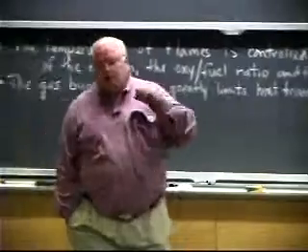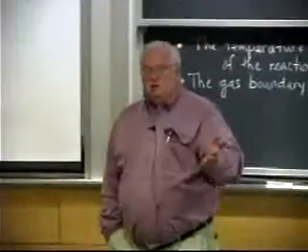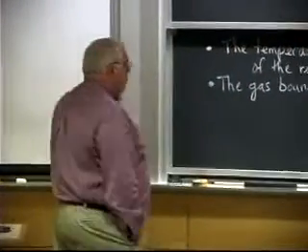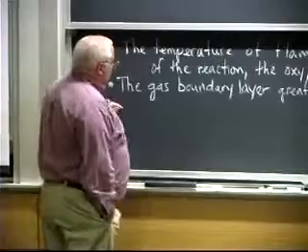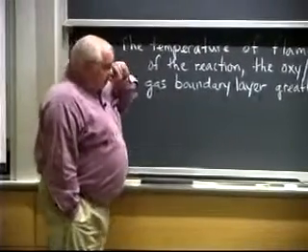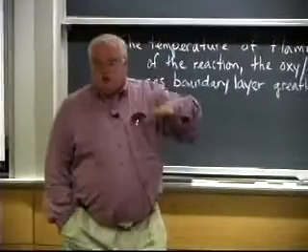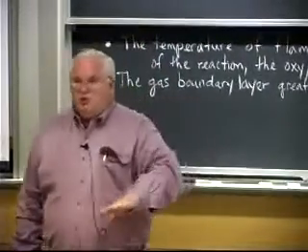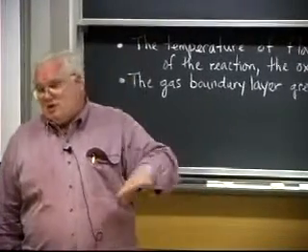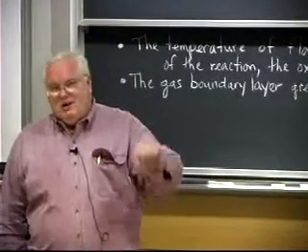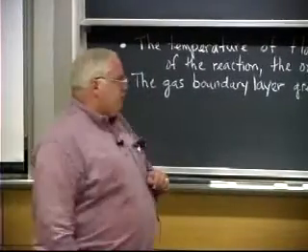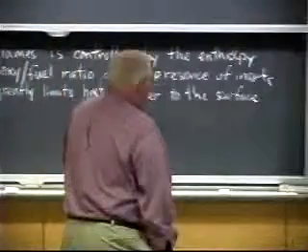And the presence of inerts, which if you're burning in air, you've got 4 moles of nitrogen for every mole of oxygen, roughly. We also said the gas boundary layer greatly limits the actual heat transfer to the surface because you end up with a cooler layer of gas. The heat has to diffuse across a thermal boundary layer of that more stagnant gas.